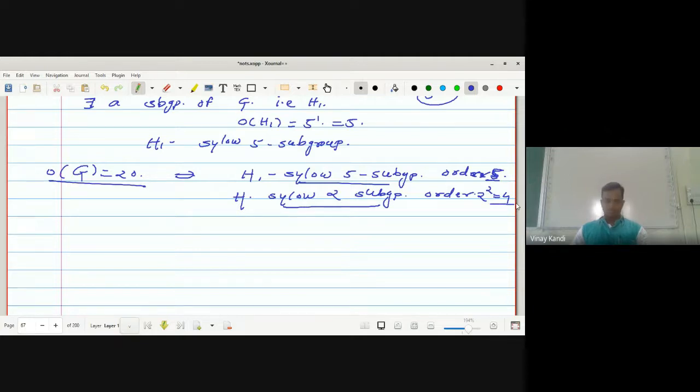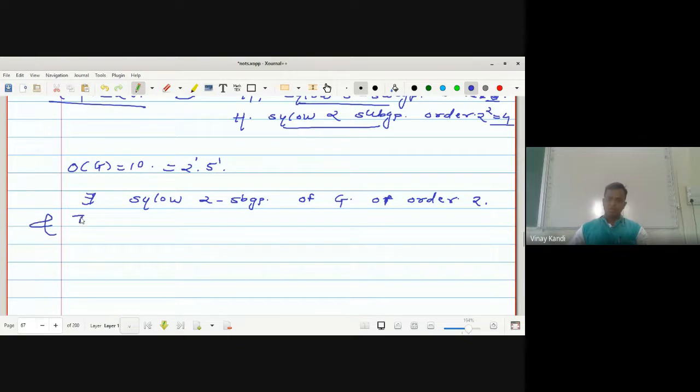Okay, suppose order of G is equal to 10. So this becomes 2 raised to 1 into 5 raised to 1. Okay, so here there exists Sylow 2 subgroup of G of order काय असेल? Of order 2, not 4. 2 raised to 1. Okay, and also हा असा लिहू शकतो ना आपण 5 raised to 1 into 2 raised to 1.